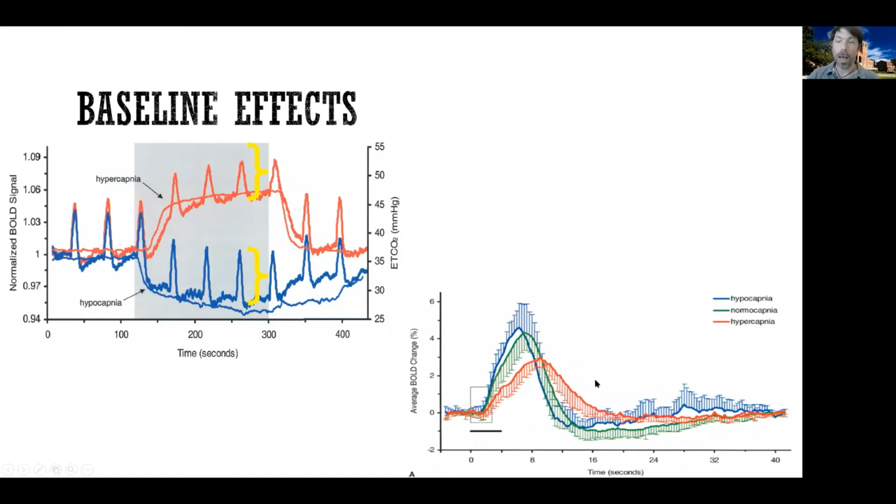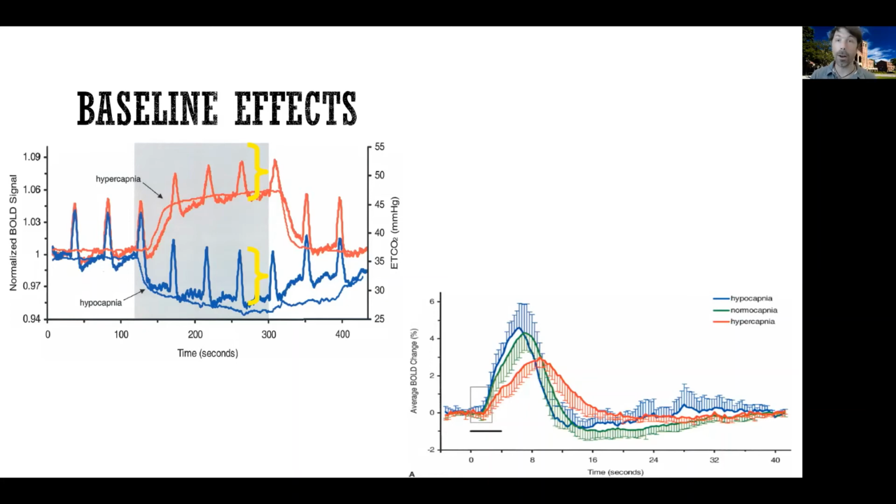Conversely, under hypercapnia, so when participants are breathing more CO2, the whole system gets upregulated in its basal state. So essentially, you're already washing away more deoxygenated hemoglobin. And so the response to this stimulation right here has a much smaller magnitude and change in shape. So where somebody is in their baseline is a very important factor with how much of a response you are going to get to a visual stimulation or to any kind of stimulation, to any kind of neural activity.